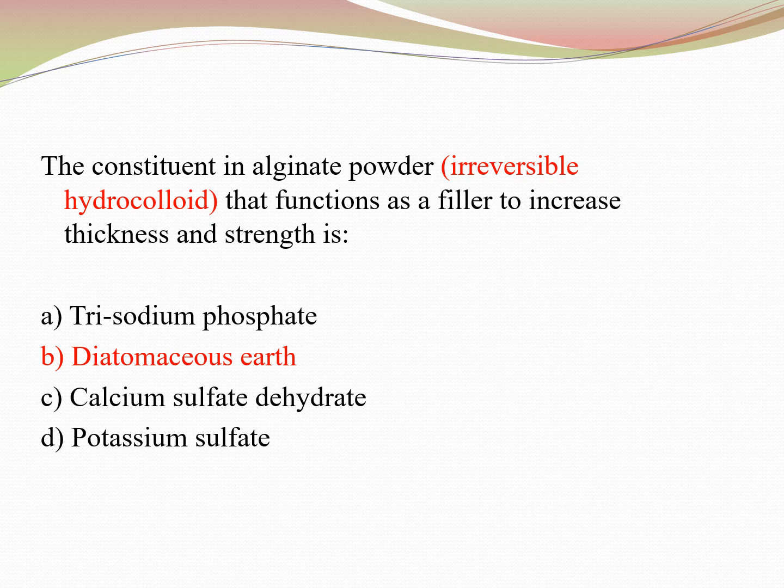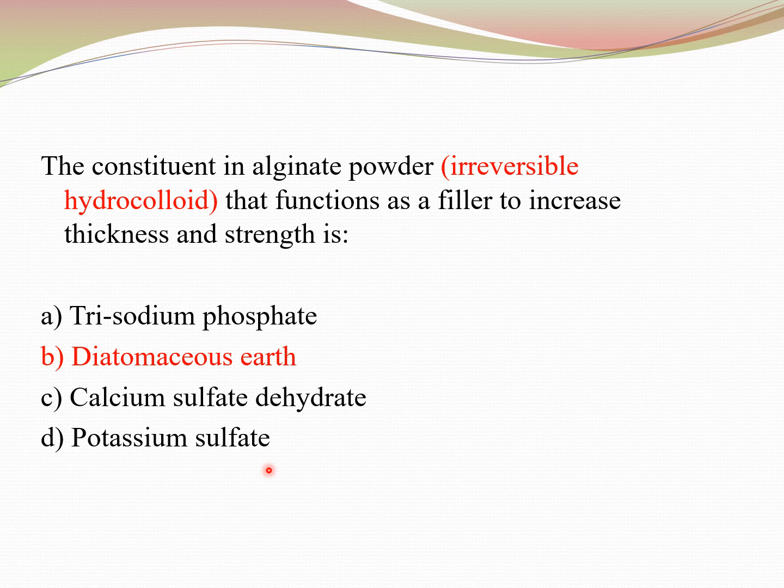And it is B, diatomaceous earth. Remember, our alginate is irreversible. Once we mix it up, we can't take it back. Just a reminder of that. And diatomaceous earth is just a filler that is used in an alginate, and it's going to give it thickness and strength. The calcium sulfate dihydrate has more to do with your stone, and these both tend to deal a little bit more with other products.